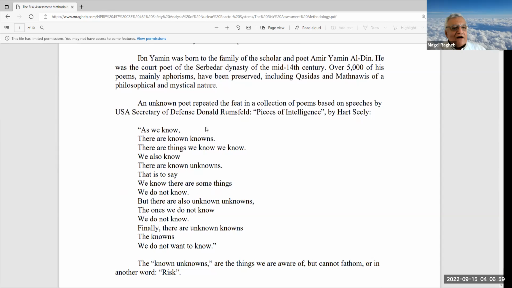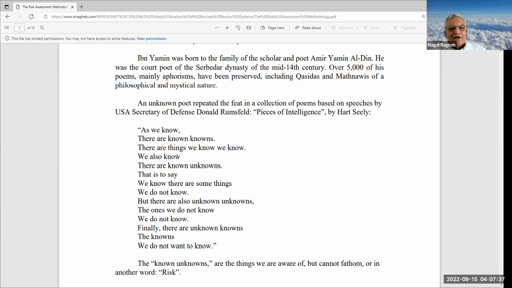Something very interesting now: an unknown poet repeated the feat of Ibn Yamin in a collection of poems based on speeches by United States Secretary of Defense Donald Rumsfeld. He calls it Pieces of Intelligence. The author is Hart Seeley. When Donald Rumsfeld was Secretary of Defense, that was the time of the first war in the Gulf on Iraq. So he was very literate. He knew about that poem that we just read.